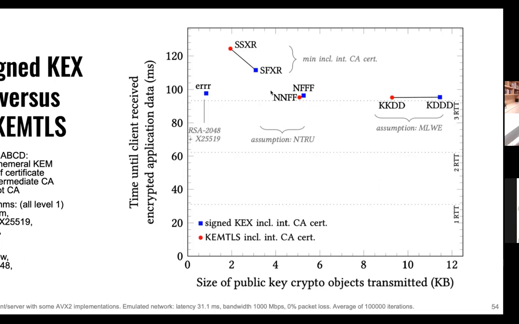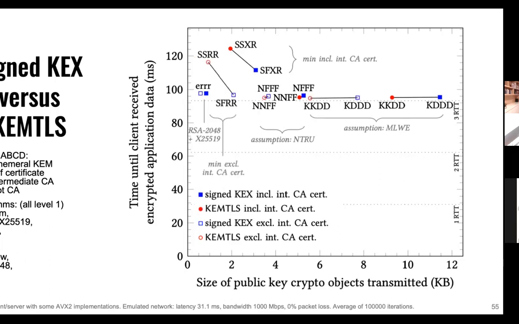And if we really want to minimize communication sizes, if we're in a scenario where communication is much more expensive than computation, then with a certain choice of algorithms, we can get to something that is almost approaching the sizes that we have now. In the paper, we also have some additional data on the scenario where we imagine the intermediate certificate authorities are cached. Let me pause here for a moment if you have questions.